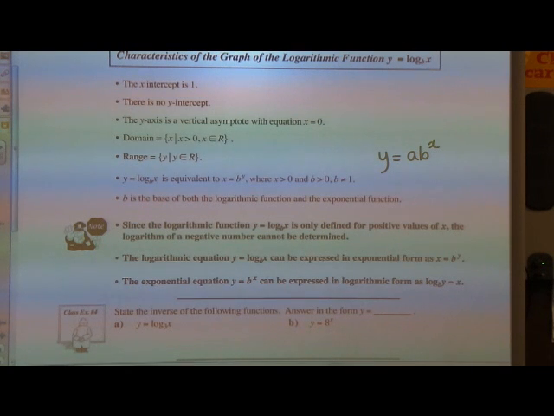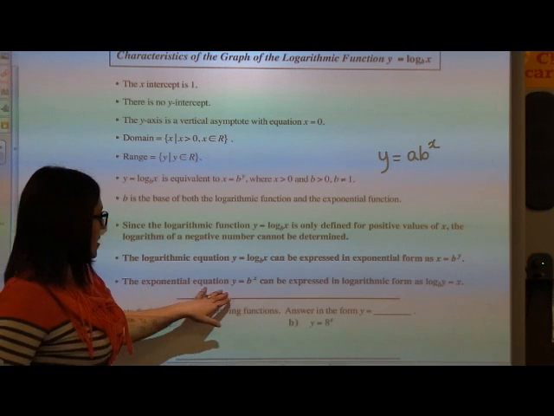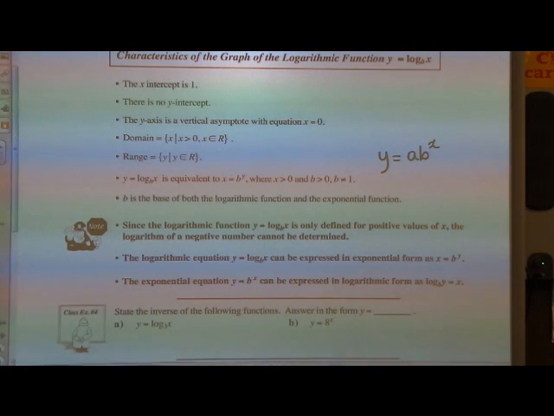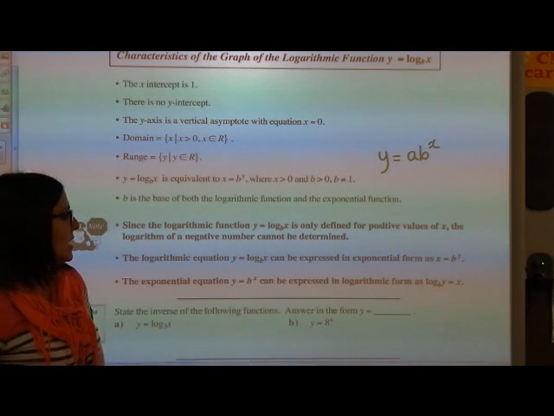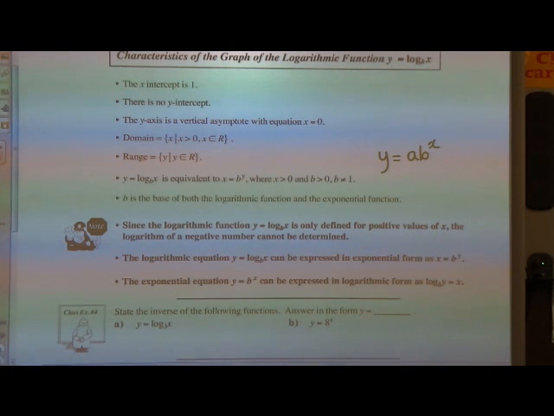The logarithmic equation y equals log base b of x can be written in exponential form as x equals b to the power of y. The exponential equation y equals b to the power of x can be written in logarithmic form as log base b of y equals x. So I'll give you a moment just to digest that information.